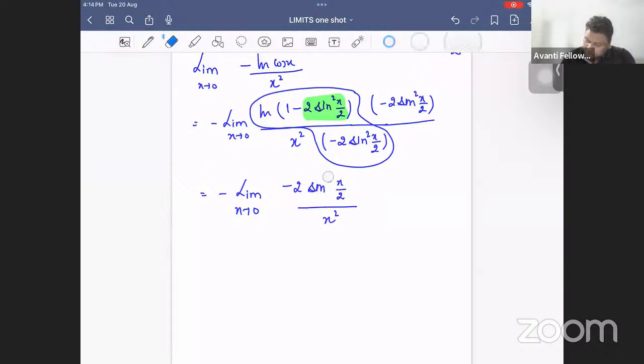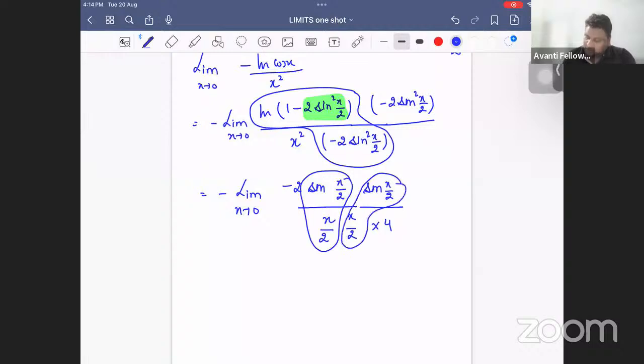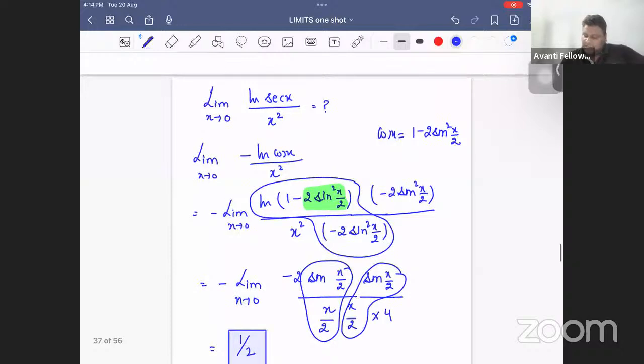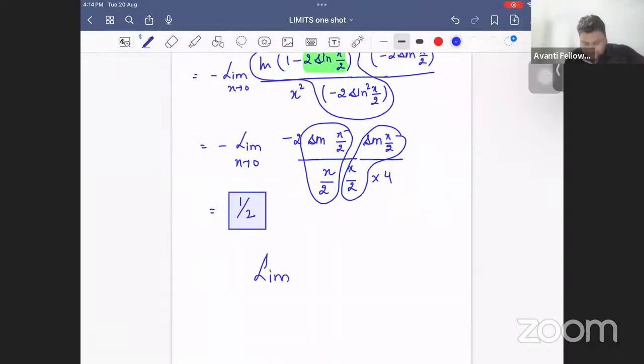Now see, there are 2 sin x by 2. I write them separately. There are also 2x. I also write them separately. Divide by 2, divide by 2, multiplied by 4. So it is sin 0 by 0, 1. This is also sin 0 by 0, 1. These two negative signs will make it positive, and your answer is going to be half, 2 by 4. Got it? So this is a very important question of this form of the limit, that is ln sec x upon x square. So better if you can remember this result.